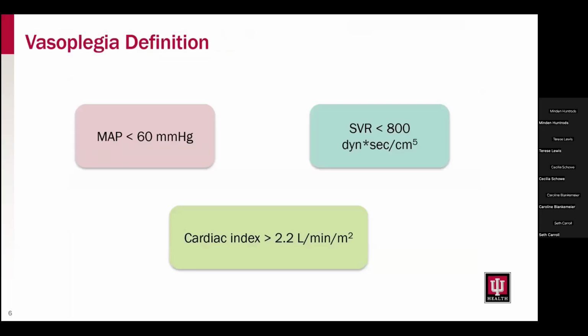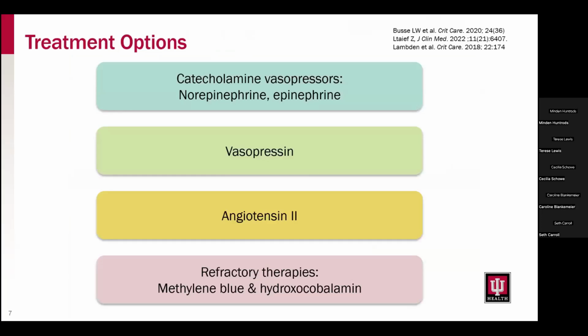So the definition of vasoplegia would be a MAP less than 60, an SVR less than 800, but a cardiac index greater than 2.2 or a normal cardiac index. And typically, the treatment for vasoplegic shock, first-line therapies, are catecholamine vasopressors like norepinephrine or epinephrine, and then adding on vasopressin if necessary. And then angiotensin II might also play a role in vasoplegia. And then refractory therapies include methylene blue and hydroxocobalamin.